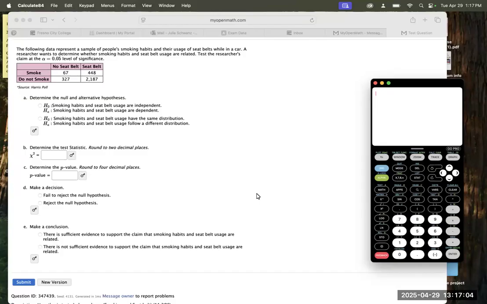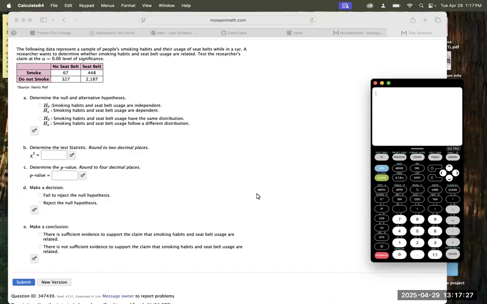The following data represent a sample of people's smoking habits and their usage of seatbelts while in a car. A researcher wants to determine whether smoking habits and seatbelt usage are related. Now, the term related also means dependent and also means associated.